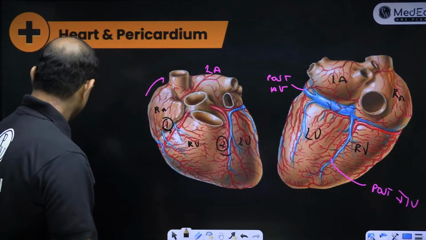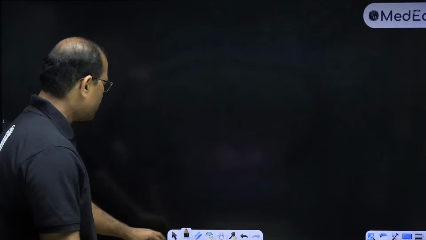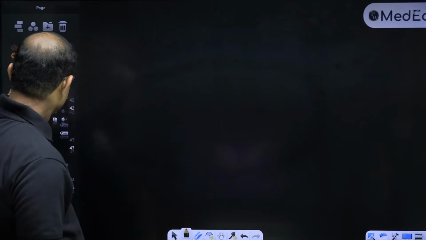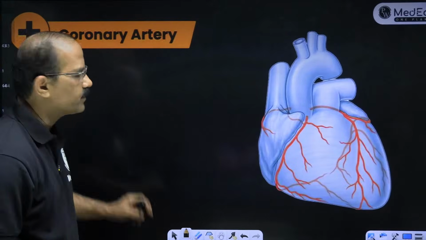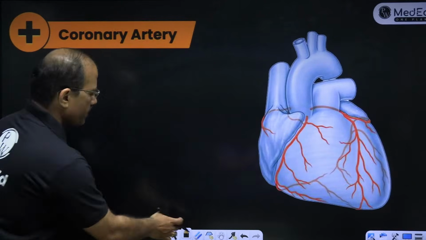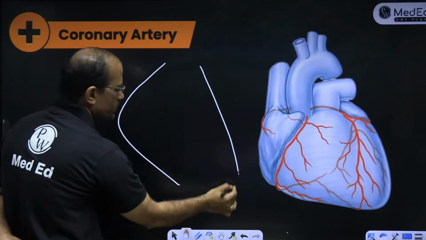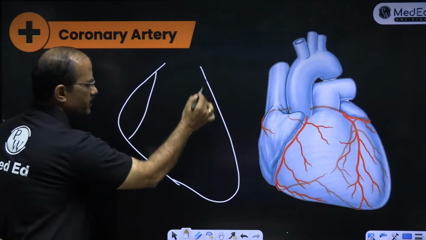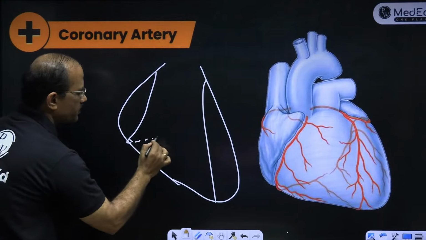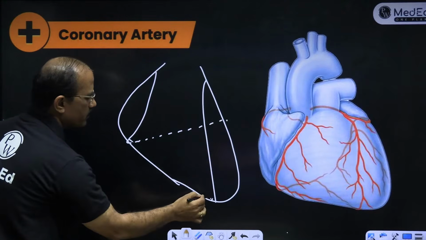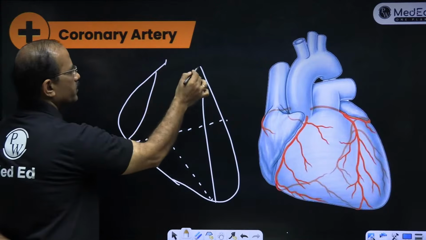Okay, I'm starting now. I'm starting with the coronary arteries. Okay, look at this. I'll start here. This is the sternocostal surface. That's a right atrium. That's a right ventricle, left ventricle. This is the posterior atrioventricular groove. This is the posterior interventricular groove.